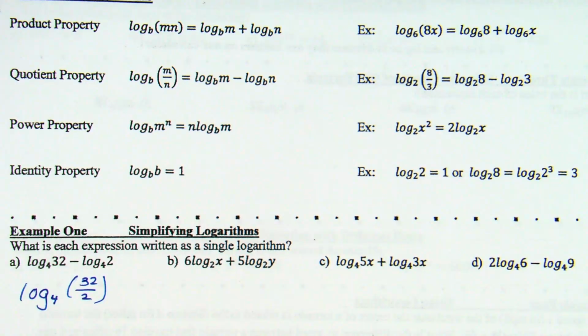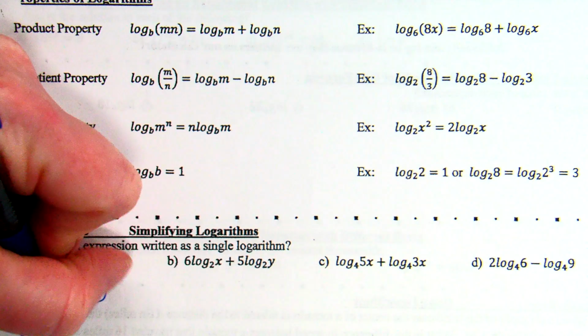Are we okay with that step I just took there? Now, am I done? No, you want to keep going for as long as you can. Now, the obvious part here. What is 32 divided by 2? 16 over 1, which is 16. Okay, so I can rewrite this as log base 4 of 16. Are we okay with that? I saw division, so I did it.